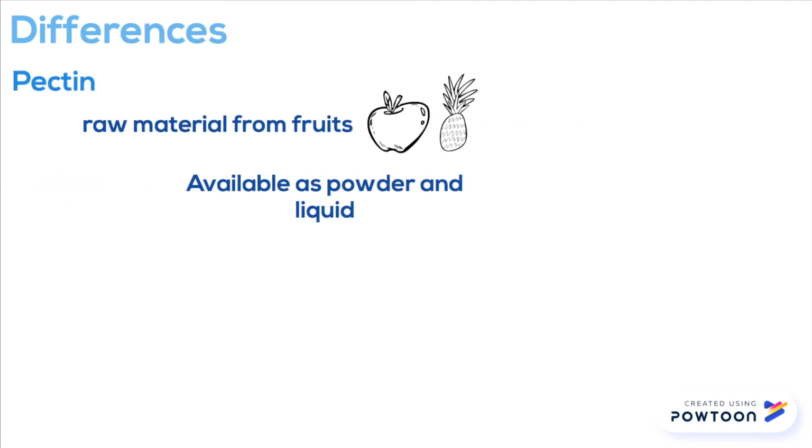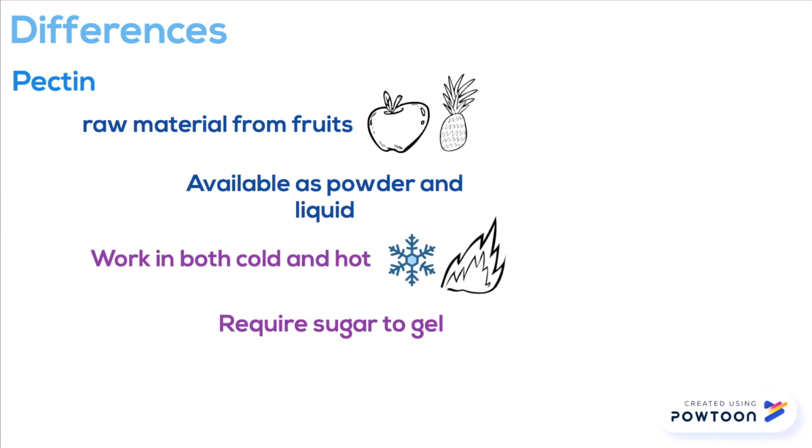Differences. Pectin. First, the raw material is from fruit. Second, available in powder and liquid. Third, works in both cold and hot water. And the last one, requires sugar to gel.